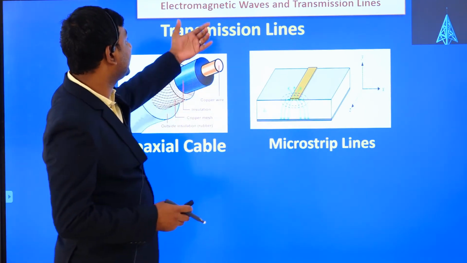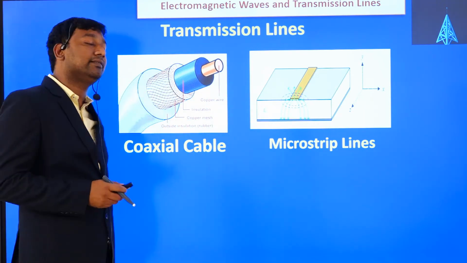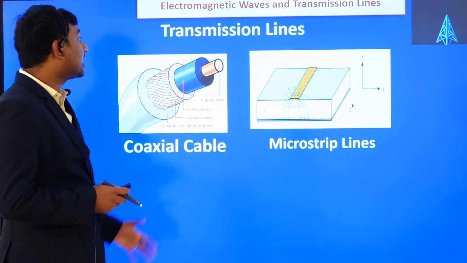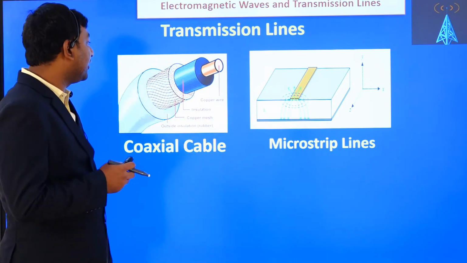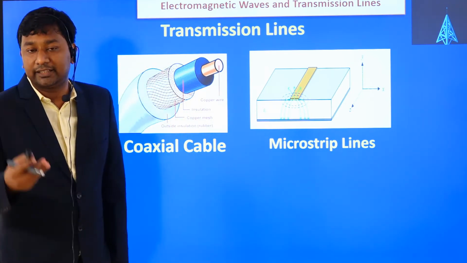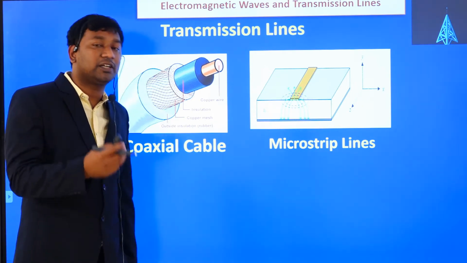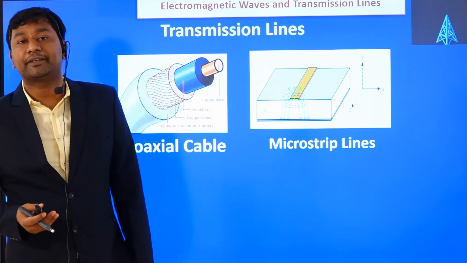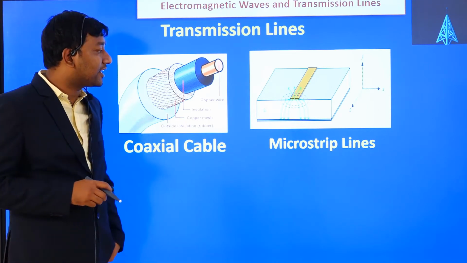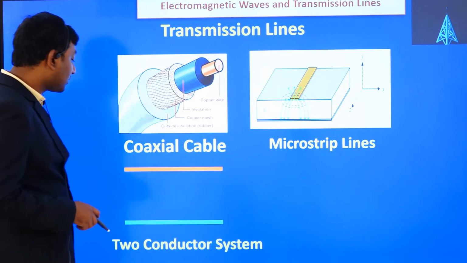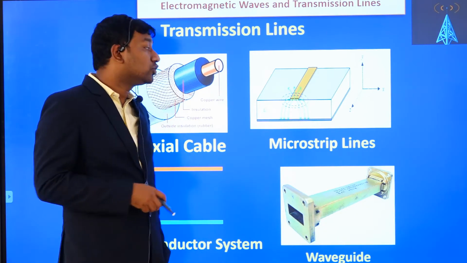So we have the subject electromagnetic waves, where we already discussed some history and the application areas. Now another important part is transmission line. Transmission line means conveying information from one point to another point. It is a medium that transfers power from one point to another point. Okay. The transmission lines basically used are coaxial cable, microstrip lines, two conductor systems, waveguide and others.